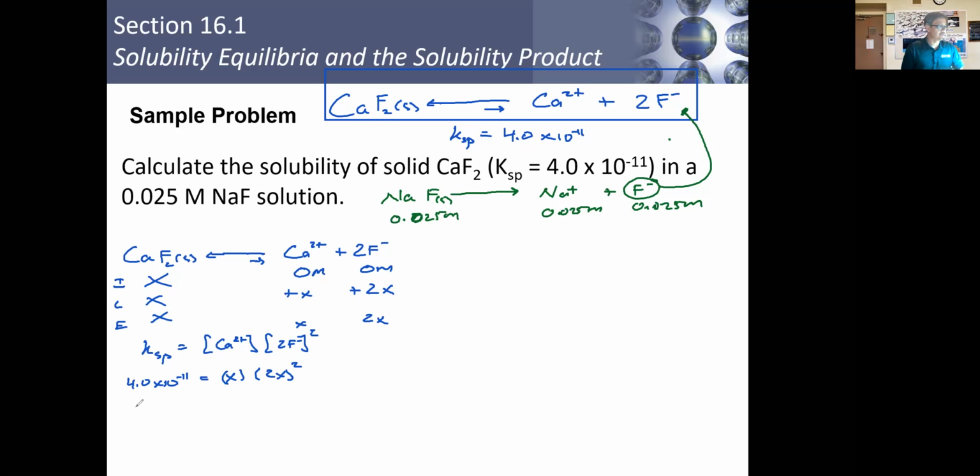This is going to be 4.0 times 10 to the minus 11 equal to, let's see, that's going to be 4x to the third. Let's go ahead and solve for x then. 4x to the third. Let me punch that in really quickly. So that'll be the cube root of 4.0.